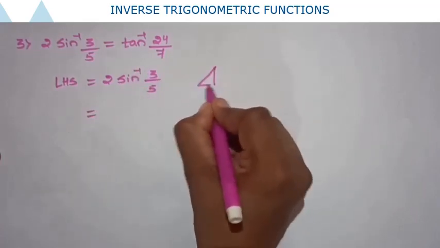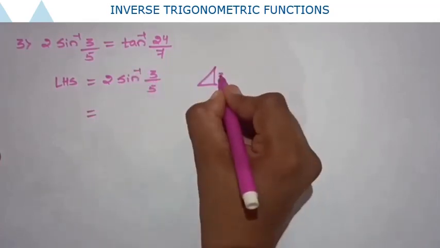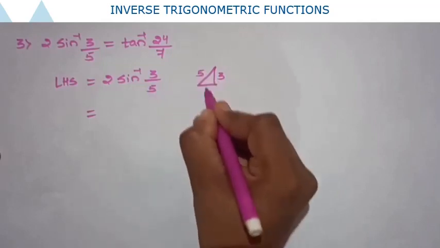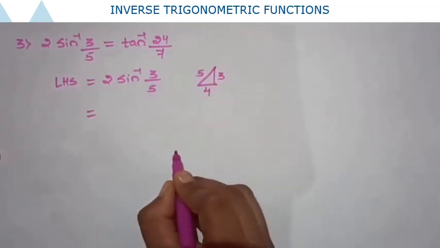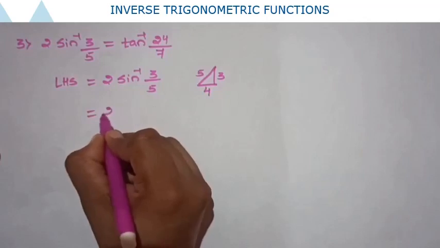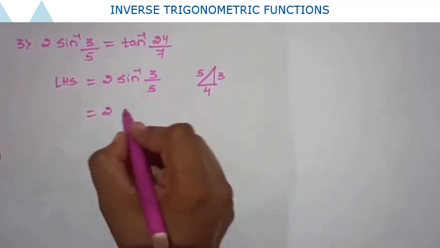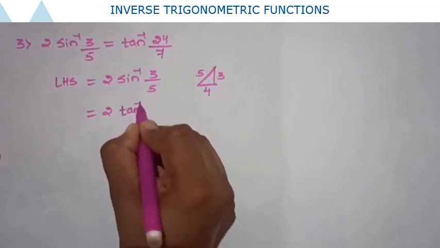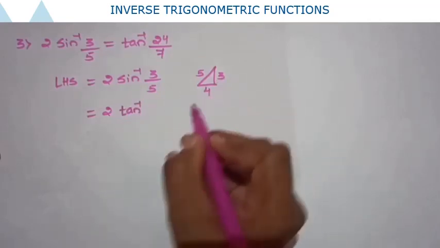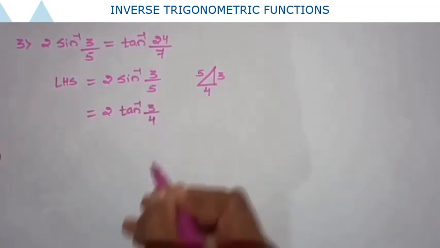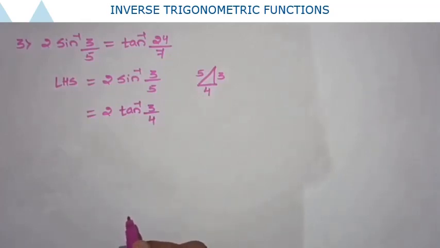Consider a right angle triangle. Here the opposite side is 3 and the hypotenuse is 5. Obviously the adjacent side becomes 4. Therefore this one is 2, keep as it is. Sin inverse 3 by 5, convert it into tan inverse. Therefore this becomes tan inverse of opposite by adjacent side, that is 3 by 4. So 2 tan inverse 3 by 4.